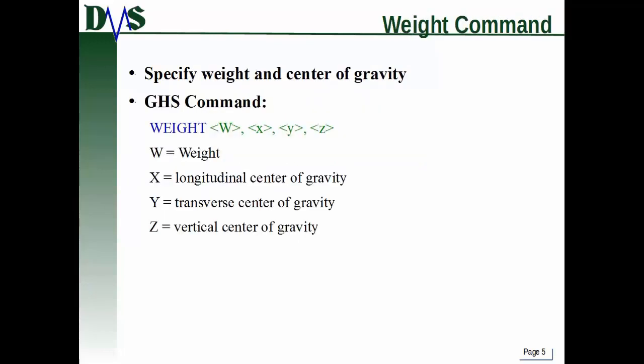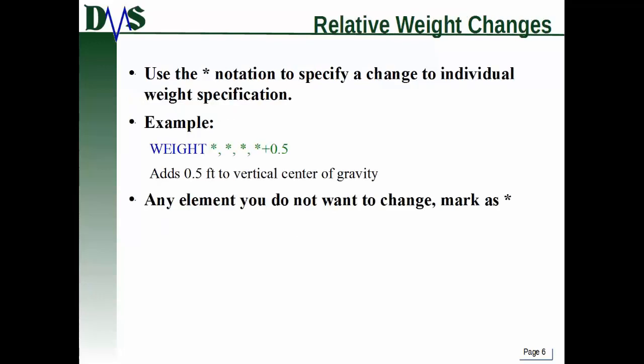Now, normally, most of you are probably thinking, well, there is more to weight than just the actual mass. There's also the center of gravity. All of that gets wrapped up into the weight command. So the full weight command is actually 4 separate values separated by commas. You've got weight, comma, your x centroid, comma, your y centroid, and comma, your z centroid. And so that's how you enter the full weight of the vessel, which is actually the weight and the center of gravity. You don't have to do it just as absolute values, though.